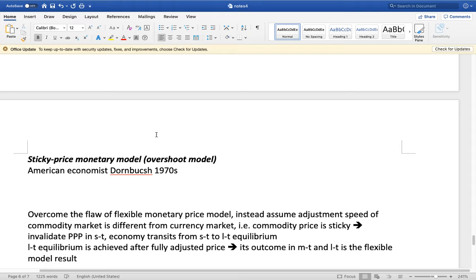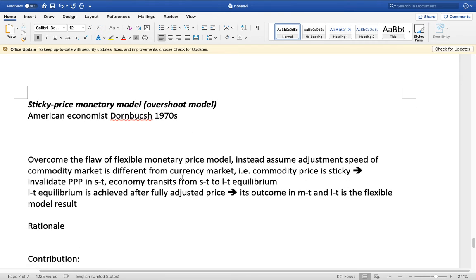And researchers show that adjustment of commodity price is slower than the currency prices. That is, the price in the short term is sticky. That brings us a theory called the sticky price monetary model, or overshoot model, by American economist Dornbusch in the 1970s. It overcomes the flaw of the flexible price monetary model.